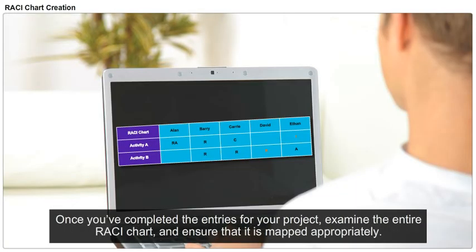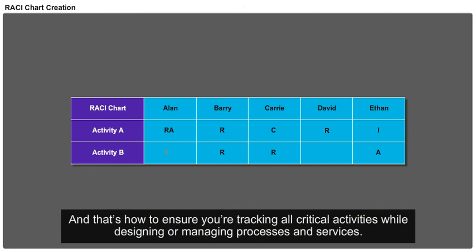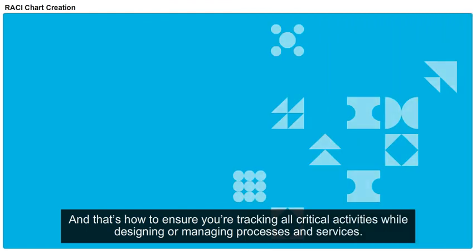Once you've completed the entries for your project, examine the entire RACI chart and ensure that it is mapped appropriately. Adjust the roles and responsibilities listed as needed or as you receive new information. And that's how to ensure you're tracking all critical activities while designing or managing processes and services.